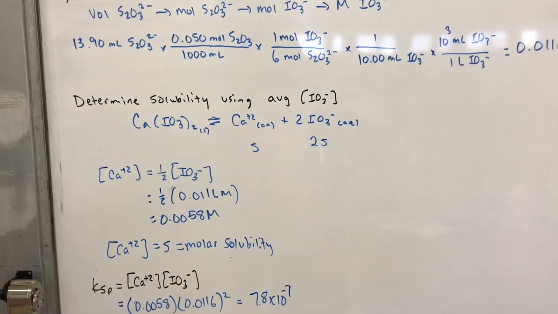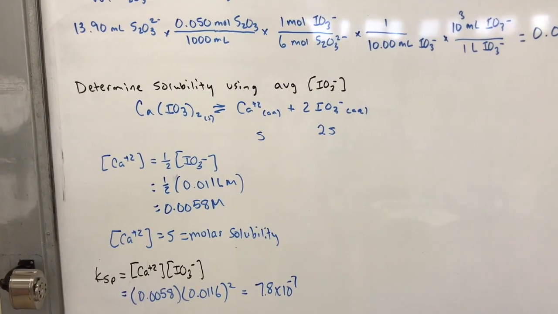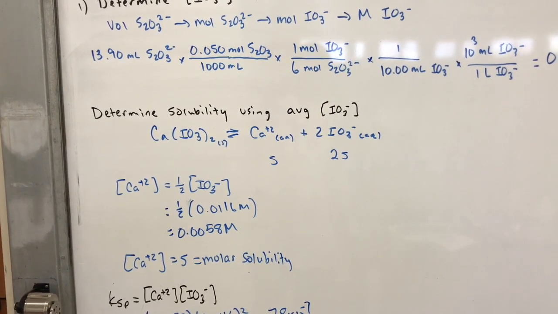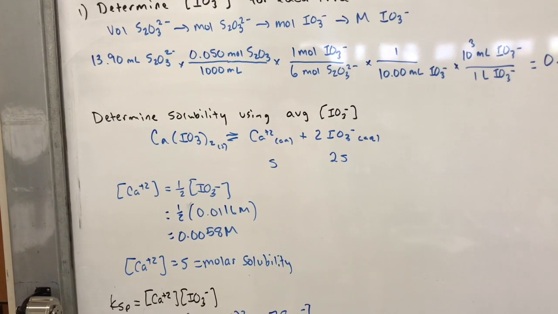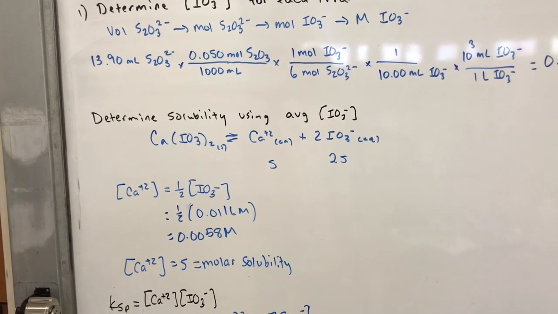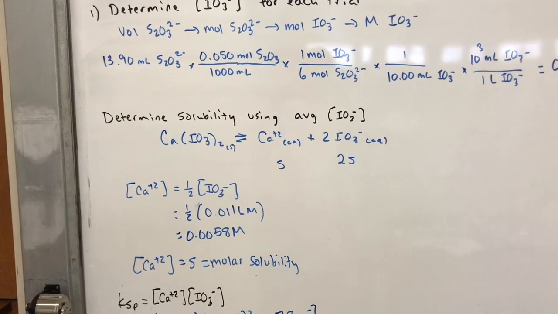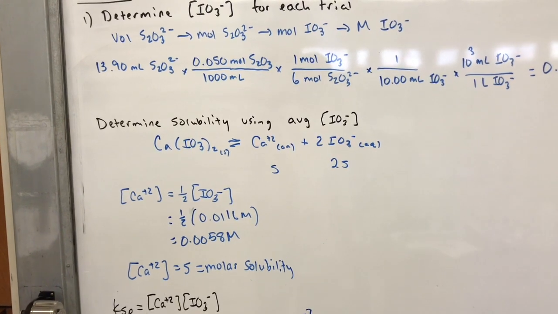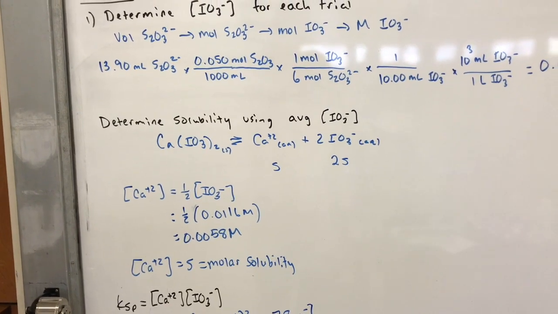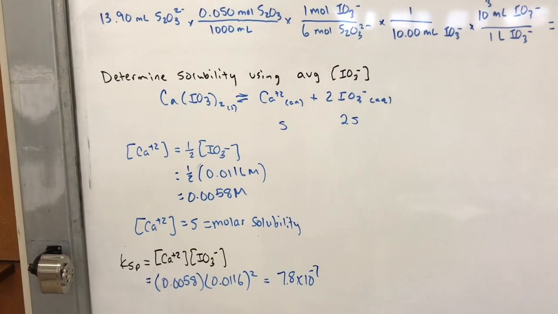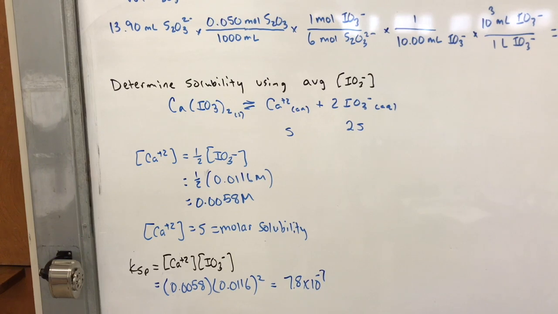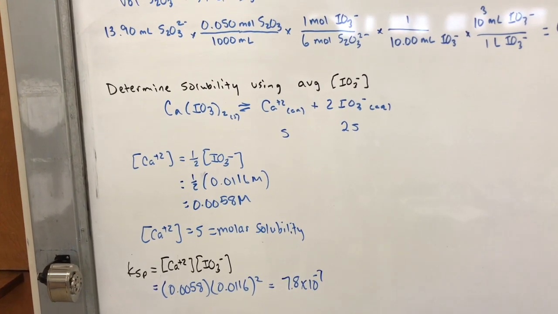Once we know the concentration of iodate, we know that calcium is 1/2 of that concentration, because all of that iodate came from dissolving calcium iodate, and this is just stoichiometry. So we can easily determine the calcium concentration as 1/2 our iodate concentration, which happens to be our molar solubility, S. And then we can plug into our KSP calculation, our calcium concentration times our iodate concentration squared gives us a KSP.